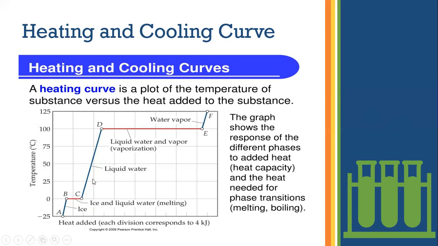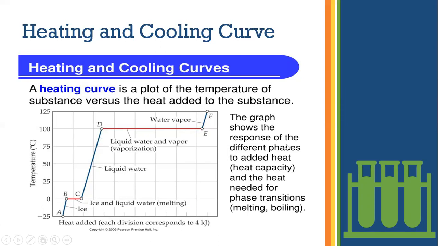Now from C, we have the liquid water, which is liquid now in this process. Now by the time we reach D, between D there, we're going to have liquid water and vapor, which is vaporization at DE, that red line there. Now we are at point E, and then we go from E to F. Between right there, we have our water vapor.